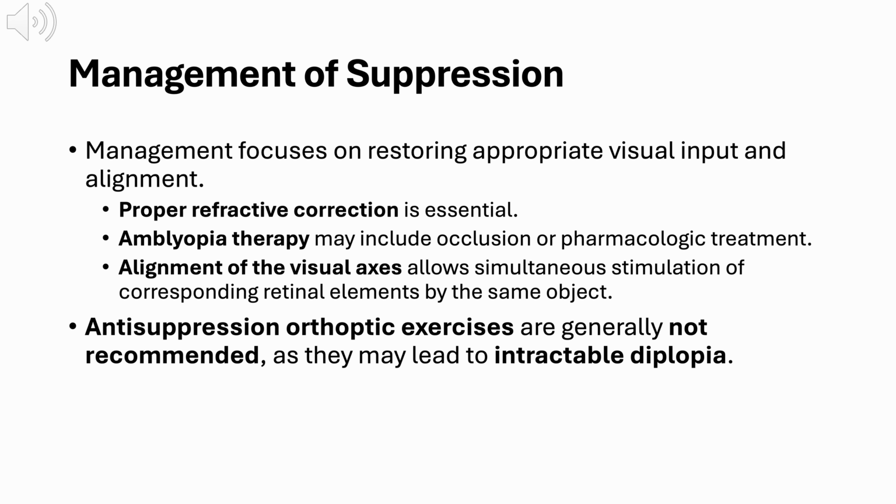A critical warning comes at the end of this slide. Anti-suppression orthoptic exercises are generally not recommended. Suppression is an adaptation that prevents diplopia. Removing it without restoring stable fusion can unmask severe intractable double vision. The key idea is this: suppression should be resolved indirectly by fixing the visual conditions that caused it, not attacked head-on. Forcing awareness without restoring alignment and fusion can do real harm.